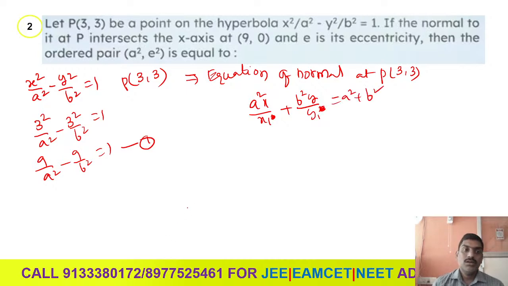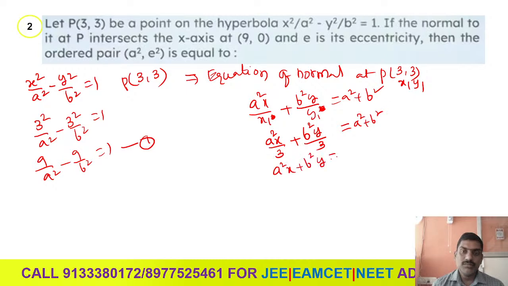So here x1, y1 is (3, 3). So let us substitute the (3, 3) in this. We can get a square x divided by 3 plus b square y divided by 3, which is equal to a square plus b square. So we are getting a square x plus b square y is equal to 3a square plus 3b square.